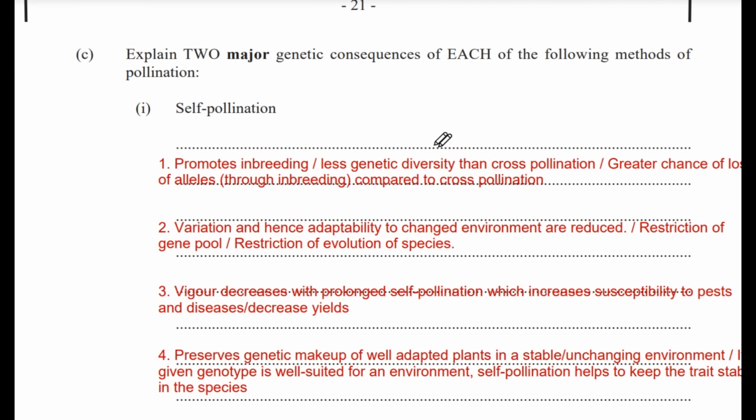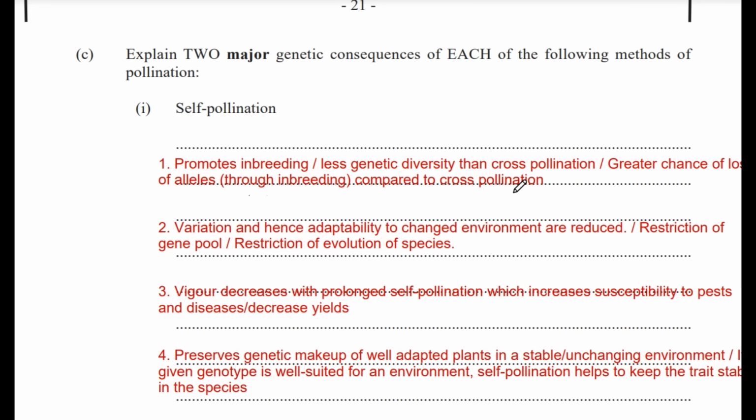There's less genetic diversity than cross-pollination, because with cross-pollination you would have plants with other environmental and selective pressures. You'd have plants with other advantageous or disadvantageous alleles. You have a lot of different things mixing when you have cross-pollination. Self-pollination is just, you know, everybody stays in the same house. So there's a greater chance of a loss of alleles through inbreeding compared to cross-pollination.